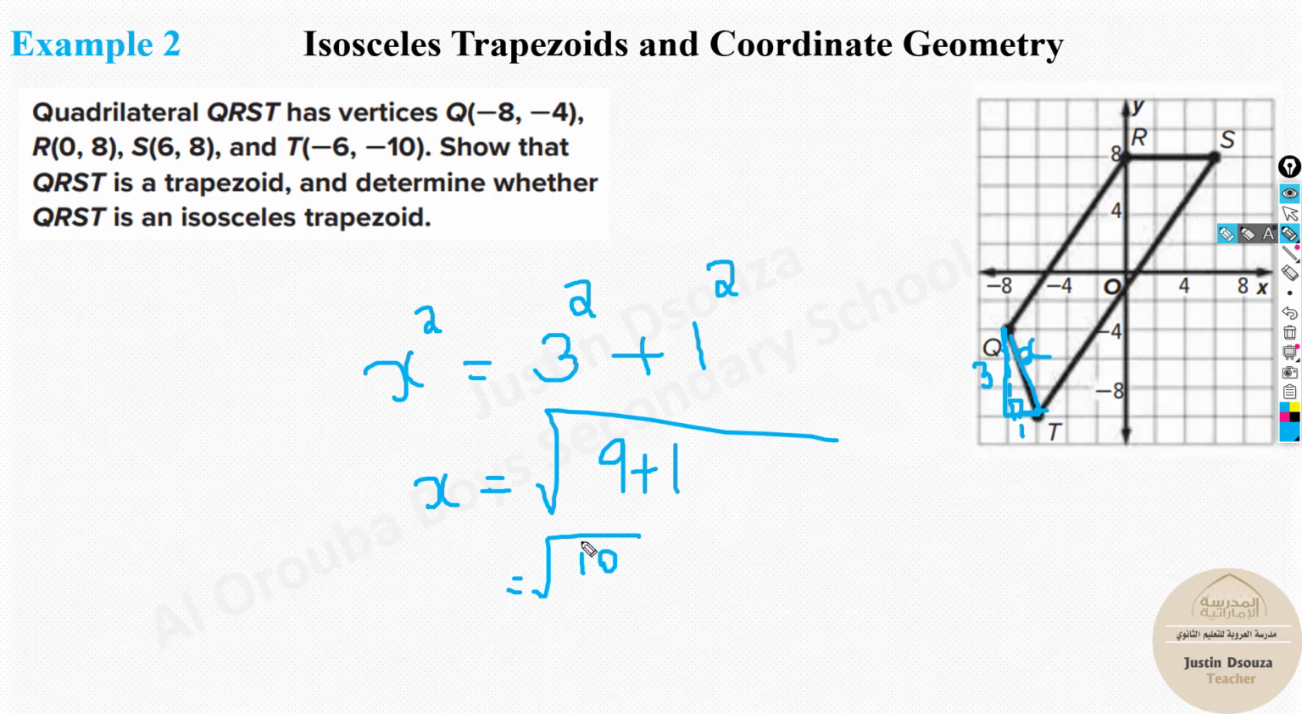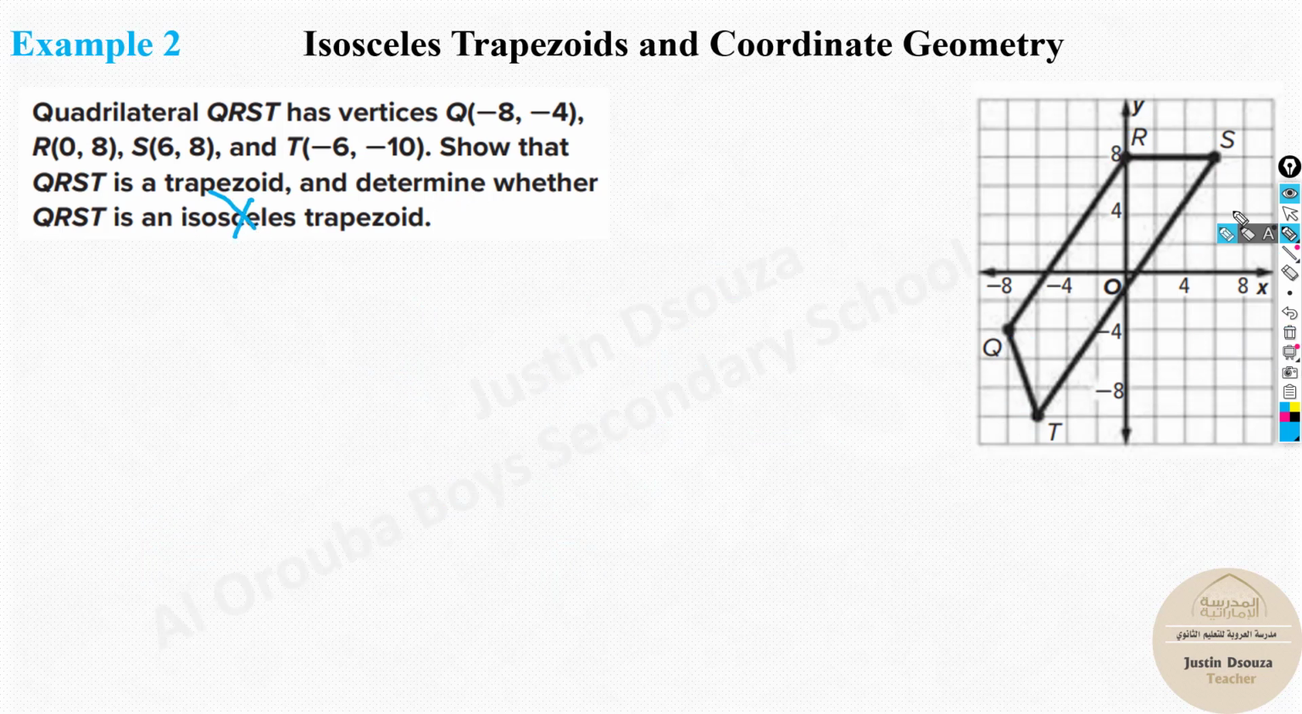So this is not equal to 3. Why? Because root 10 is more than 9. Root 9 will be equal to 3. So root 10 is more than 3. So this was 3 and this is 3 plus. This distance is 3 plus. So they both are not equal. That means it is not an isosceles. This is how we can solve it directly looking at the problem. It took a long time because I just explained it.